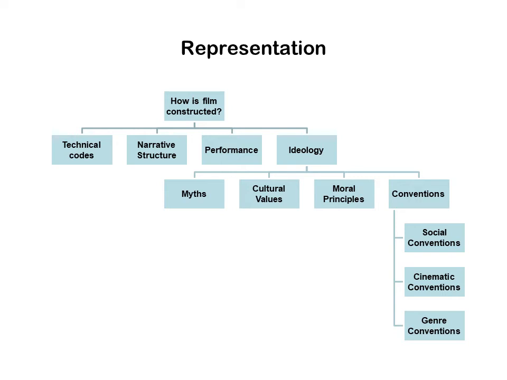We have an idea, and we want to send it to the audience. We have myth, cultural value, moral principle and convention. The convention could be social convention, cinematic convention and genre convention. So to understand how representation works, we should examine the representation in any particular film. We should speak about the cultural values and moral principles, and we should connect all these to the ideas that are represented in any film.